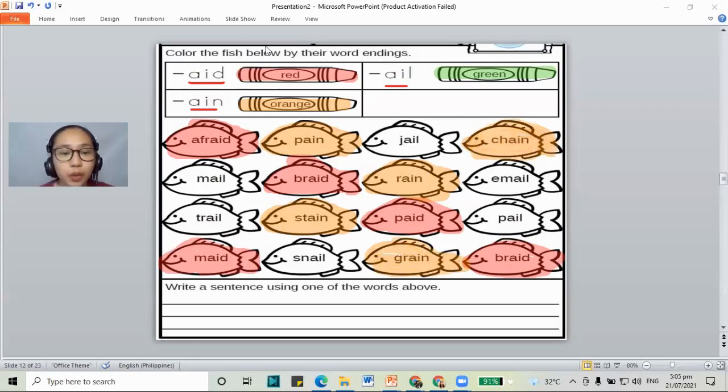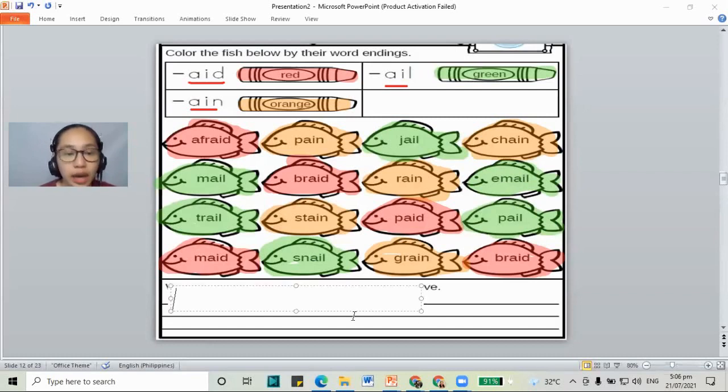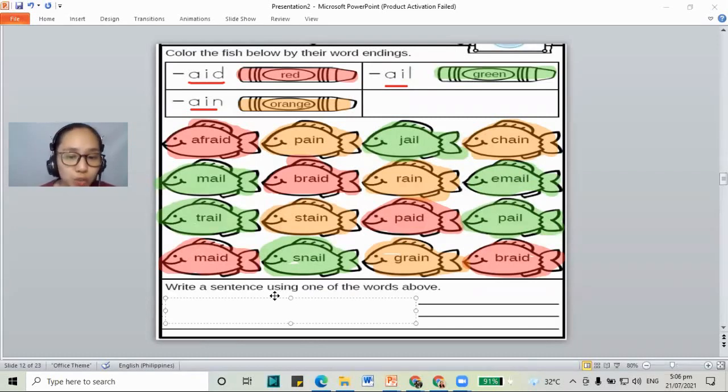And the last group of words, the ale words, we have the mail, trail, snail, jail, email, and the pail. How about I make a sentence? Choose a word that you like. I will choose some of the words to make my sentence here.